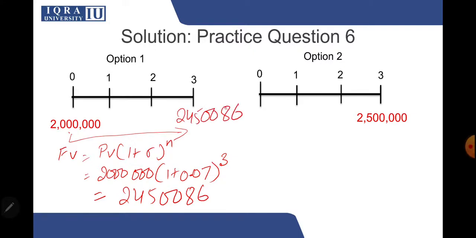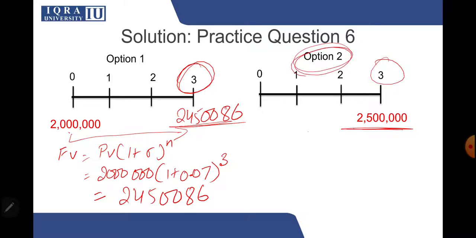Now because this value is at time 3, you can compare these two values. So even if you get the 2 million right now and you invest it at the 7% rate, after 3 years you will have this much amount, which is less than your 2.5 million. So again, this is supporting your option number 2.